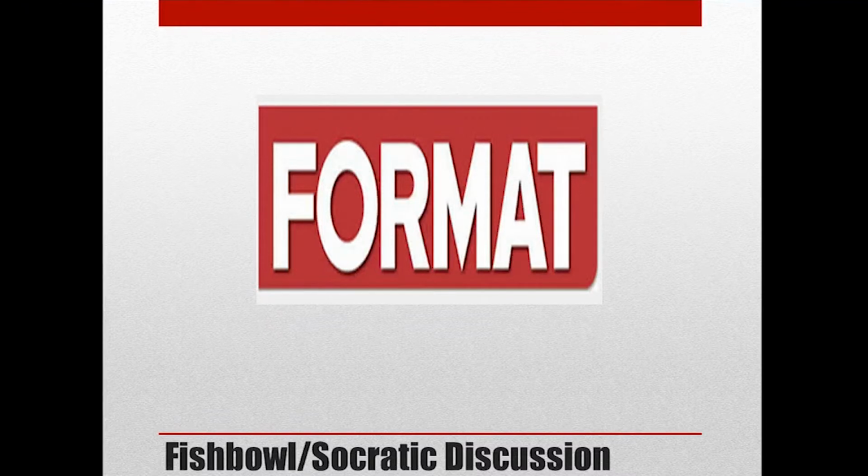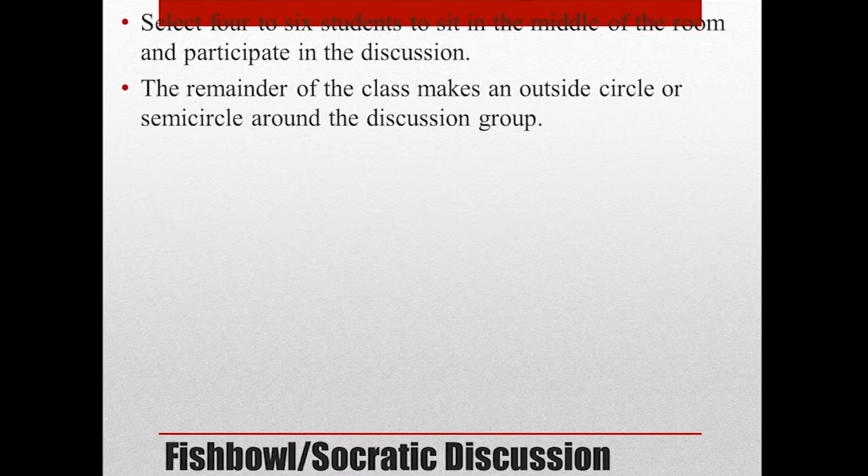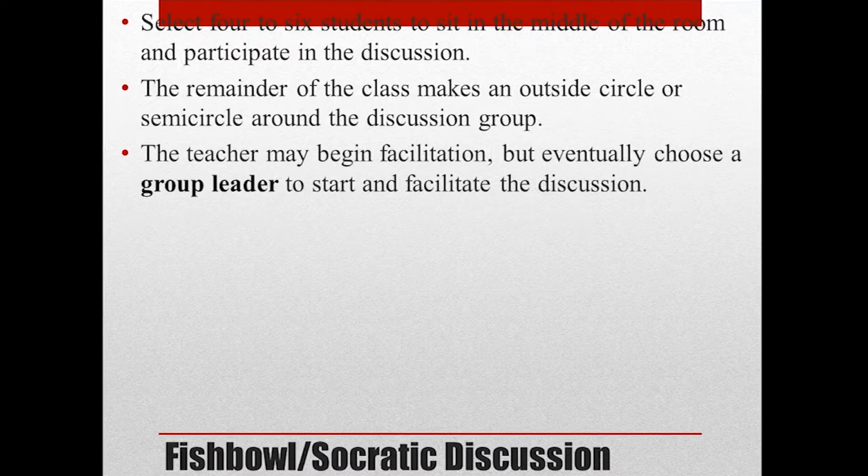As a teacher, you should select 4 to 6 students to sit in the middle of the room and participate in the discussion. The remainder of the class makes an outside circle or semicircle around the discussion group. As a teacher, you may begin facilitating, but then you want to release gradually to a student to be the group leader.